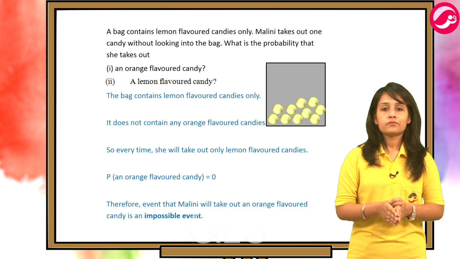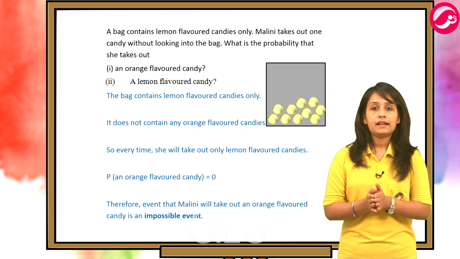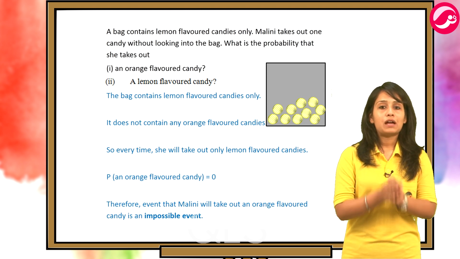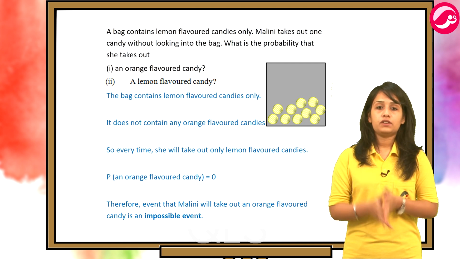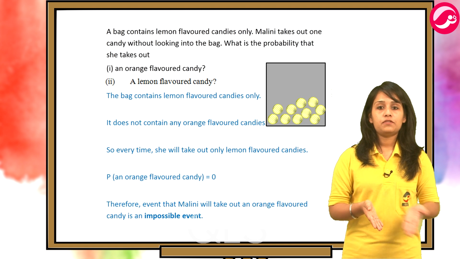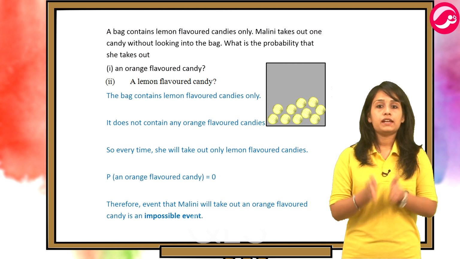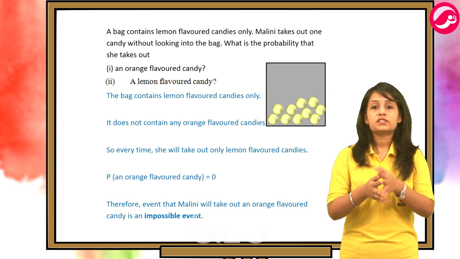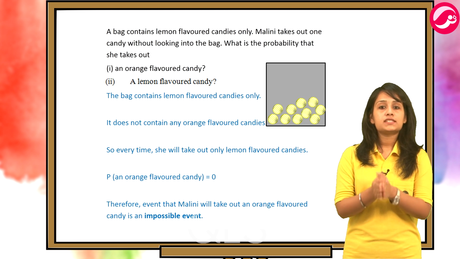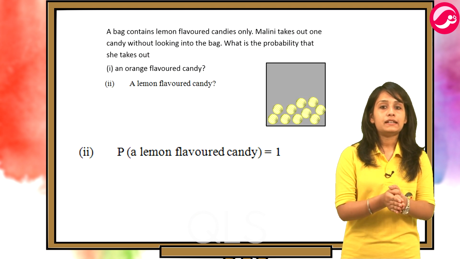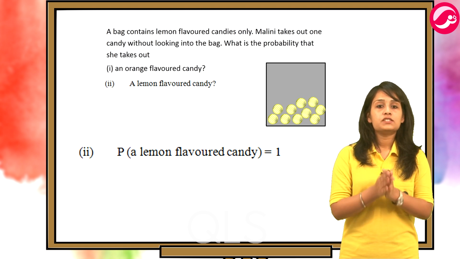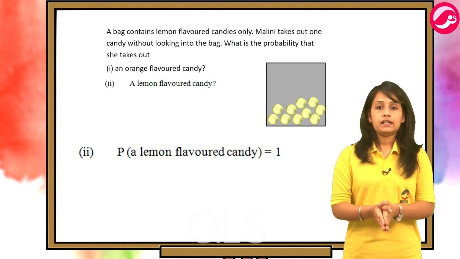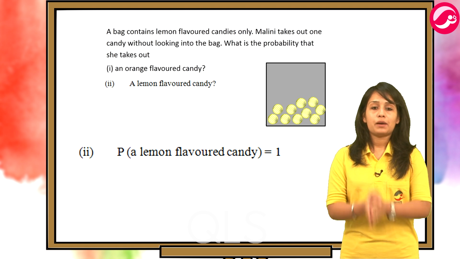Now I have a question for you. A bag contains lemon flavored candies only. Malini takes out one candy without looking into the bag. What is the probability that she takes out an orange flavored candy? So as the bag contains lemon flavored candies only, so Malini can never get an orange flavored candy. So the event that she takes out an orange flavored candy is an impossible event and hence the probability of this event is 0. Now what is the probability that she takes out a lemon flavored candy? So as every time she takes out a candy, she will get a lemon flavored candy. Therefore the event she takes out a lemon flavored candy has probability 1.